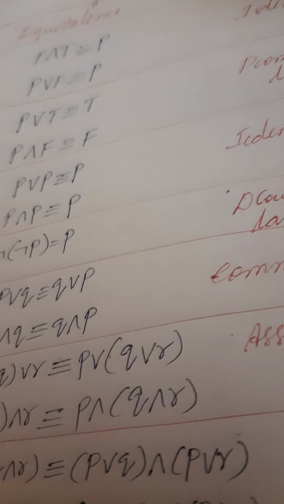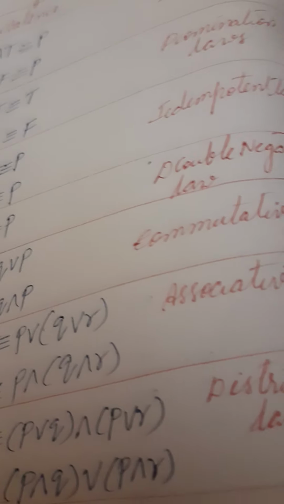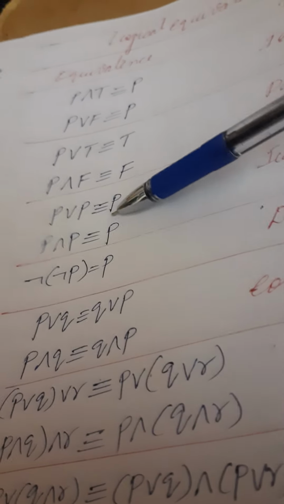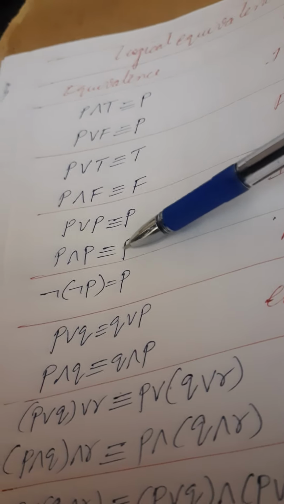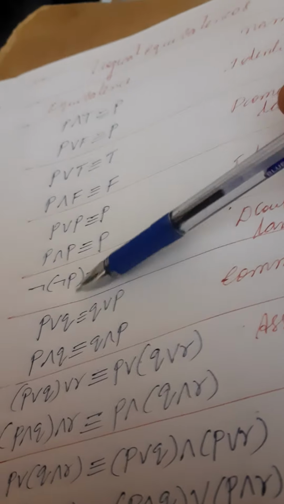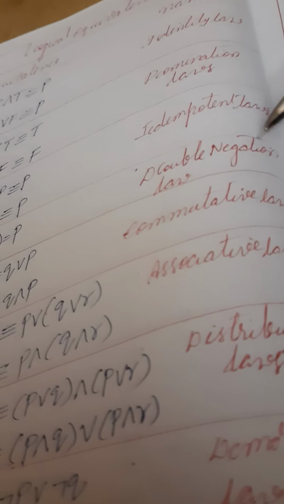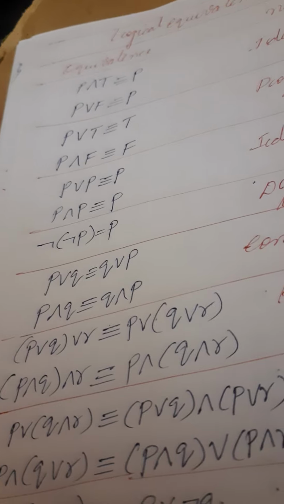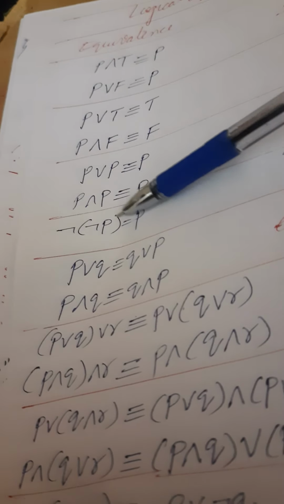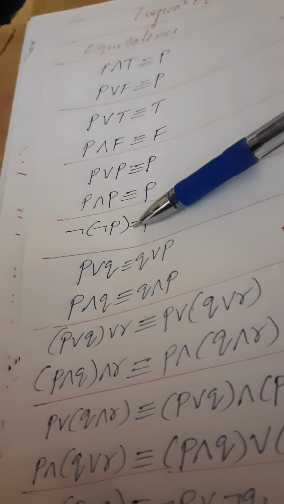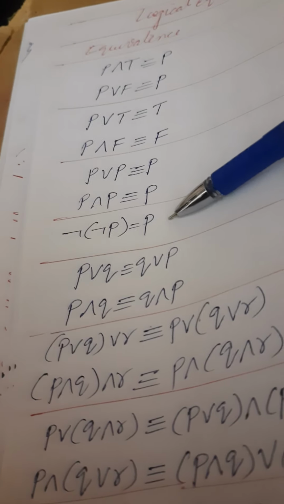Next, this is called idempotent law. Idempotent law means P union P is P, P intersection P is equivalent to P. This is idempotent law. Next, double negation. If we do double negation to anything, we will get the same thing. Double negation of P means P.